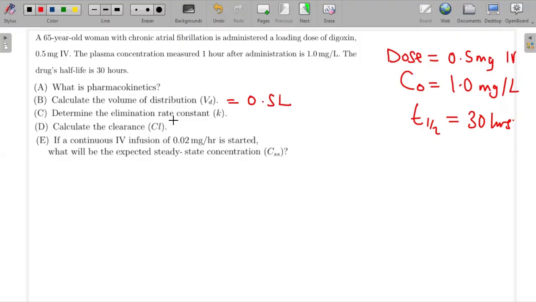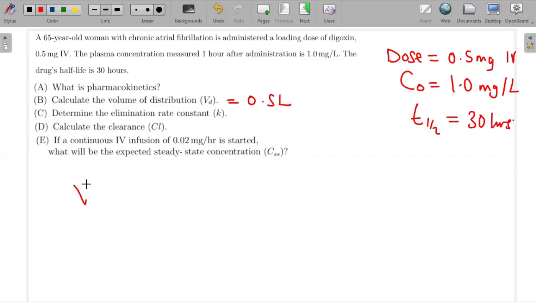Could you please repeat the process again? Which process? Someone typed in the comment. On B. Oh, you're saying how we found the volume of distribution?